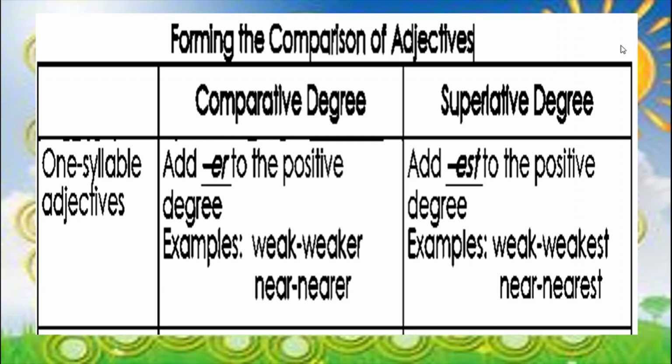Forming the comparison of adjectives, we have the comparative degree and the superlative degree. For one-syllable adjectives, in the comparative degree, add er to the positive degree. Examples: weak, weaker, near, nearer. For the superlative degree, add est to the positive degree. Examples: weak, weakest, near, nearest.